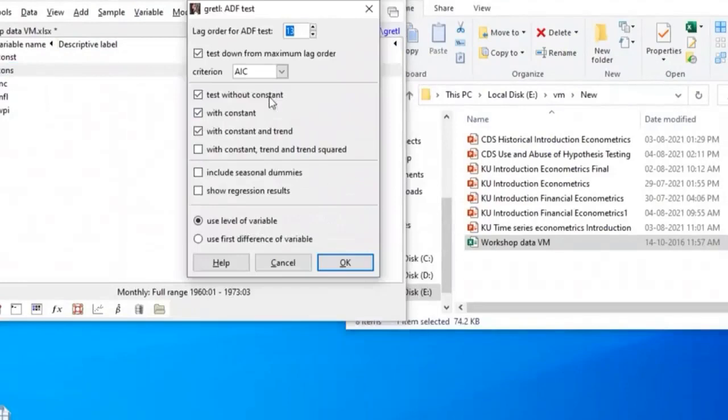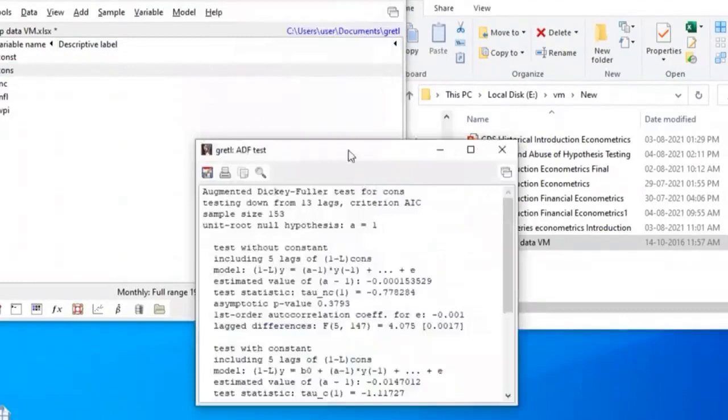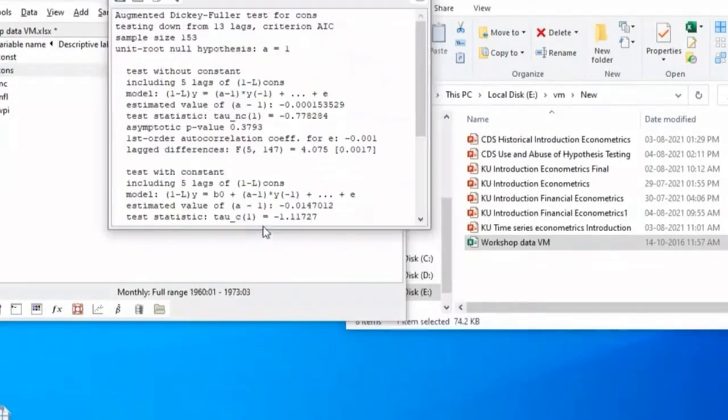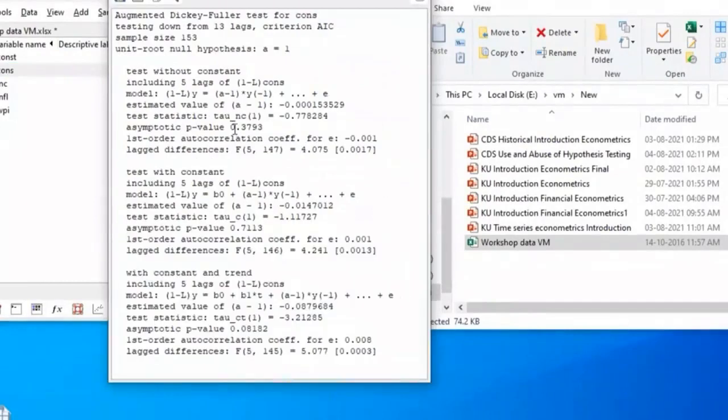So let us go to the variable, unit root test, ADF. All three we are considering. We are using the level of the variable. Then click OK. Here we have the result. See the p-value: here 0.379, here 0.711, and here 0.08. In all the cases it is greater than 5%, so we do not reject the null hypothesis of a unit root.